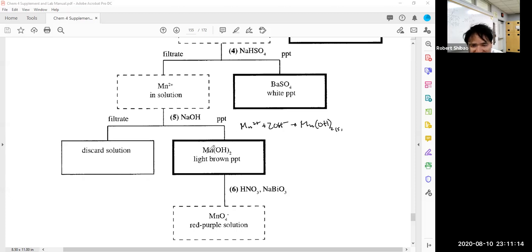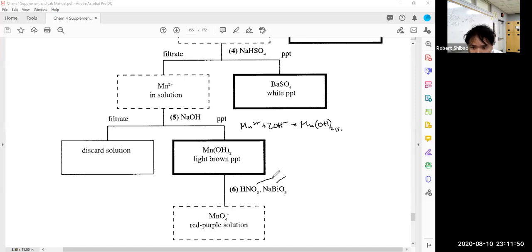Now this light brown precipitate we're going to wash. The first wash we'll discard, the second wash we'll discard, third wash we'll discard so that we have clean manganese 2 hydroxide precipitate. We aren't going to do anything with the filtrate. It's just going to go into waste. Okay, once we have the clean light brown manganese 2 hydroxide solid, then we're going to treat it with some nitric acid and something called sodium bismutate. Sodium bismutate is an even stronger oxidizer than nitric acid.